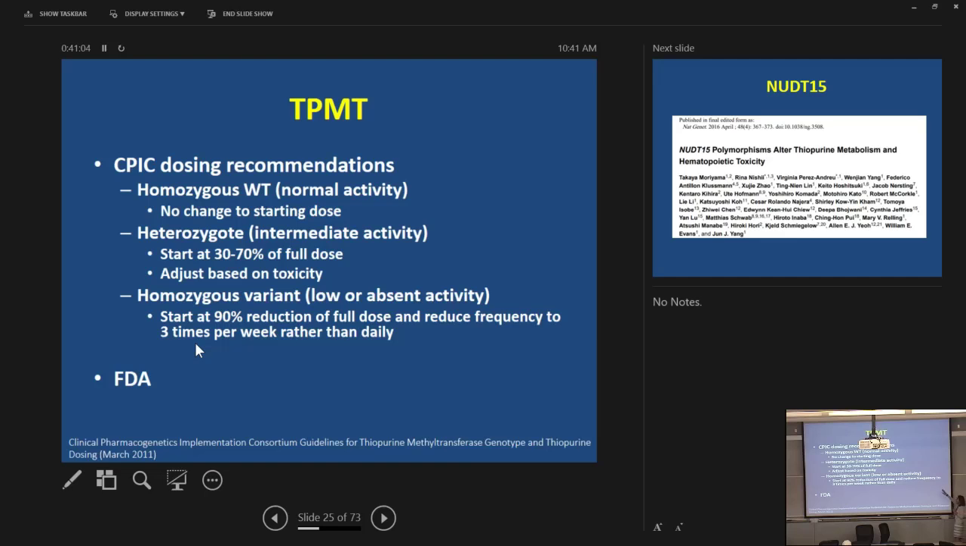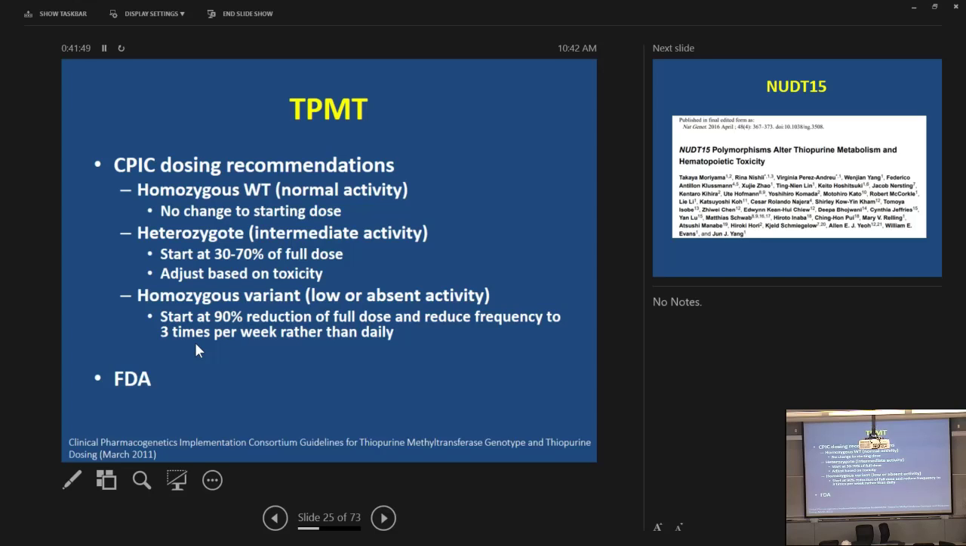If you're homozygous variant, you have two non-functional alleles. Typically we have a 90% reduction. So how much of the dose are they actually getting? 10% of the dose. And we also reduce their frequency to 3 times per week versus daily. Our little guy was getting 32 milligrams every day, so we would significantly reduce the dose and give it basically every other day or 3 times a week in these patients. Knowing that mutation is going to significantly impact how you treat your patient.